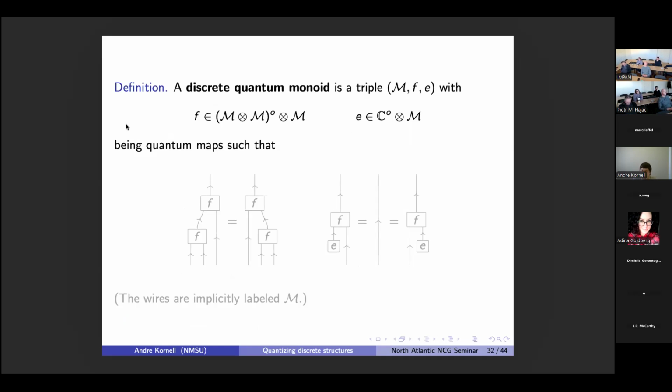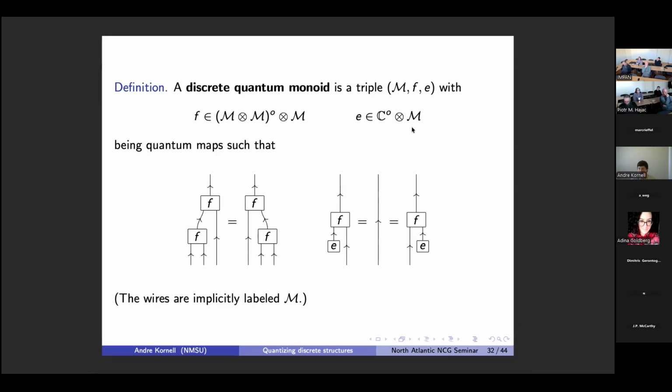So discrete quantum monoids, completely unsurprising definition. We have a triple M, F, E. F should be a quantum map from M tensor M to M. So that's our binary operation. E should be a quantum map from C to M. That's our identity element. We know exactly what conditions we want. They're easy to depict graphically. Here is the equation that says that F is associative. Here is a pair of equations that say that E is the identity for F. And here I'm not labeling the wires because they would all be labeled M. It's the only algebra in the picture, so it would visually clutter the equations without adding anything.